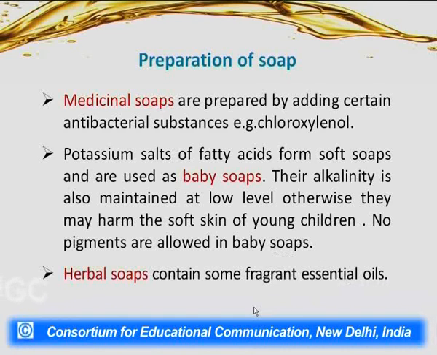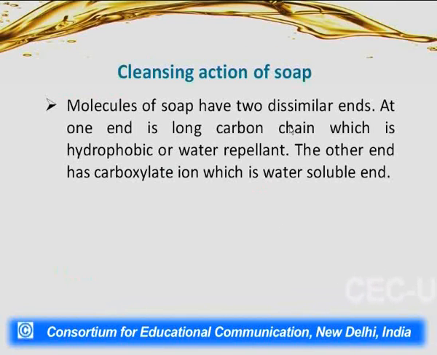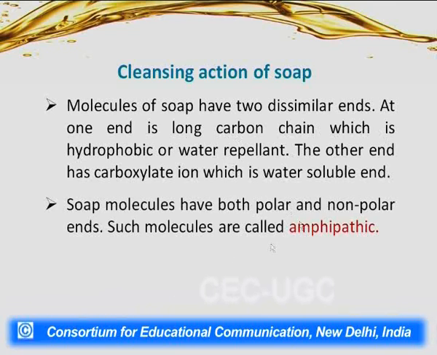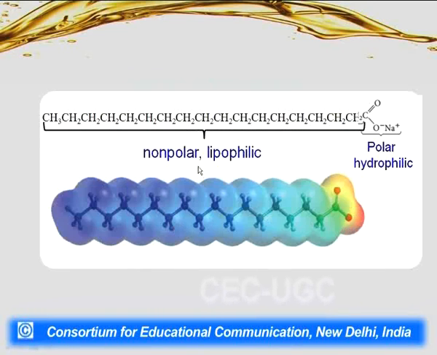Then we have some herbal soaps. These herbal soaps contain some fragrant essential oils obtained from different plants. Then, how soaps clean the clothes, the cleansing action. Molecules of soaps have two dissimilar ends. At one end is a long carbon chain which is hydrophobic or water repellent, and the other end has a carboxylate ion which is the water soluble end. Soap molecules have both polar and non-polar ends, and that is why such molecules are called amphipathic. So, soap is an amphipathic molecule.